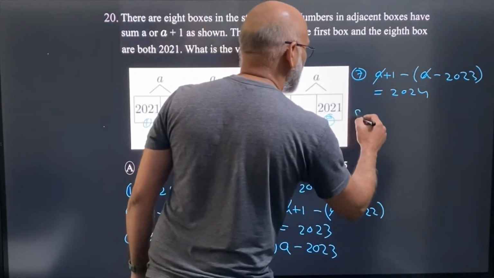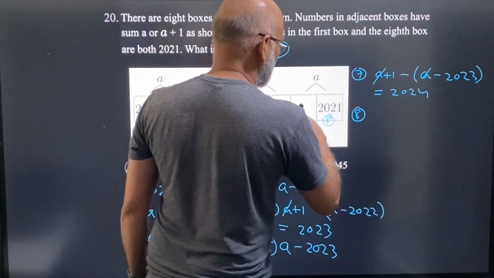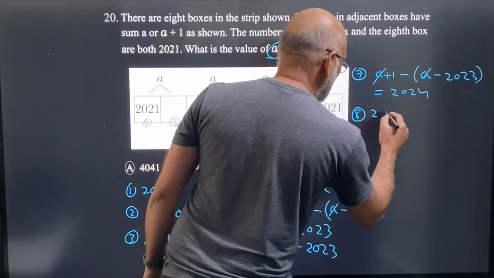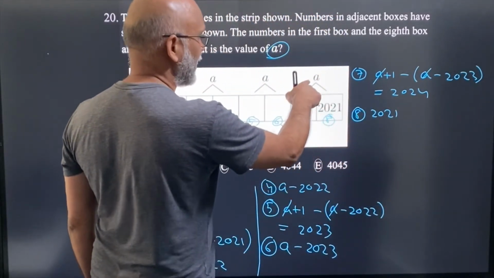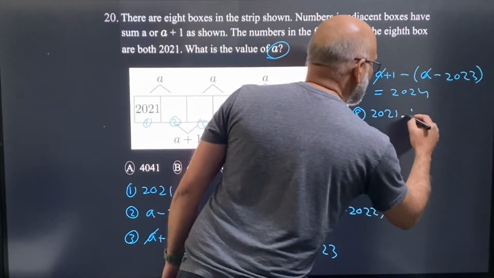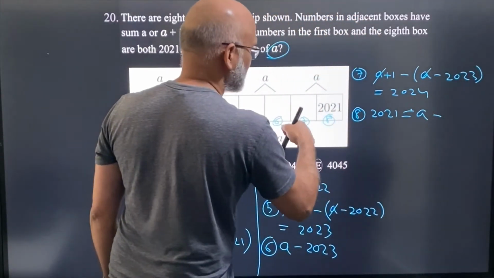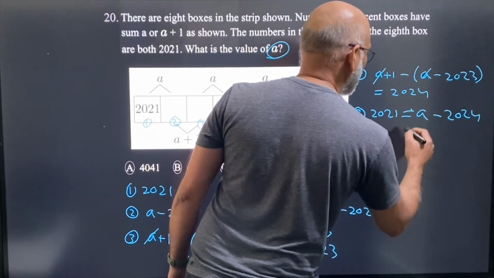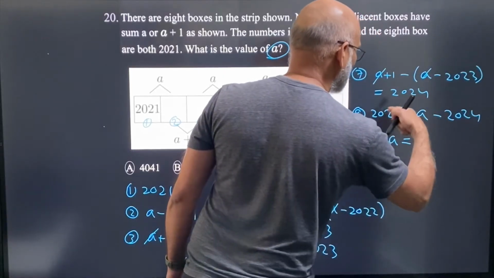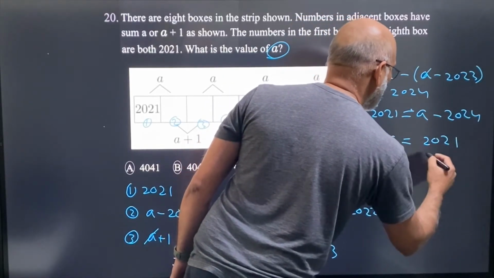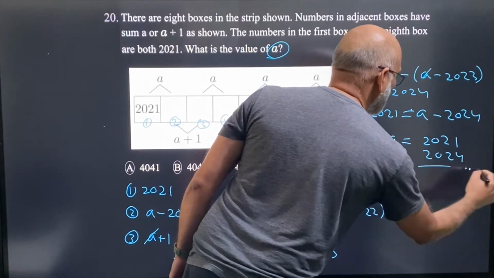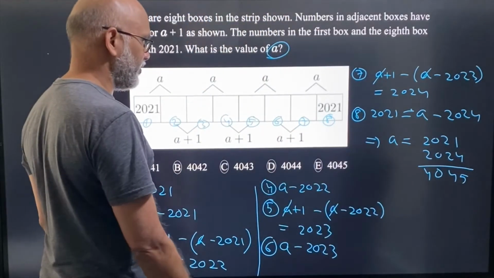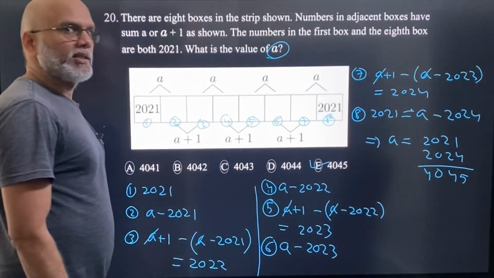Now the last one, 8. This plus this is A, so 2021 is going to be A minus this 7th cell, that is 2024. So this tells me A, I'll bring this 2024 this side, so that is 2021 plus 2024, which is 4045. That is the correct choice.